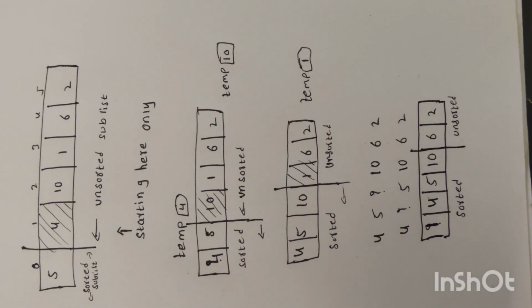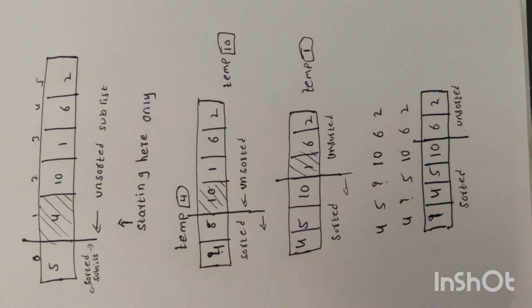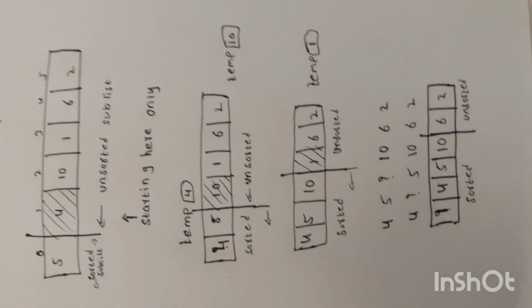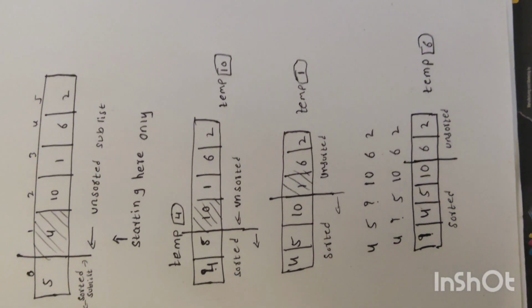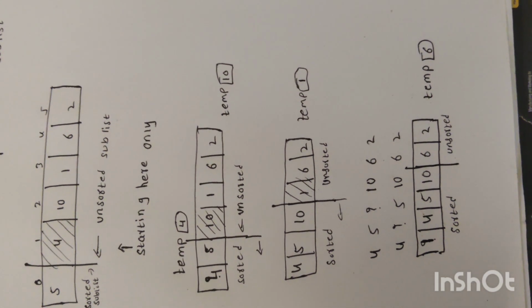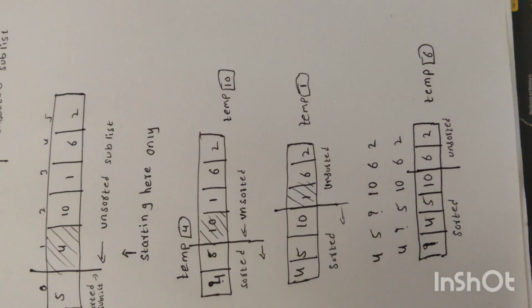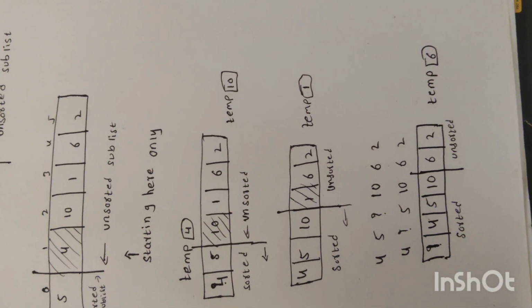this. Now in the sorted sublist, here we have 3 elements. Now after inserting this one, here 4 elements are in the sorted sublist and 2 elements are in the unsorted sublist. Now we are going to take this 6. We are going to store it in temp and compare this 6 with these values to find out its appropriate place. And once you find the proper place for this 6, then you just insert this 6 here only.